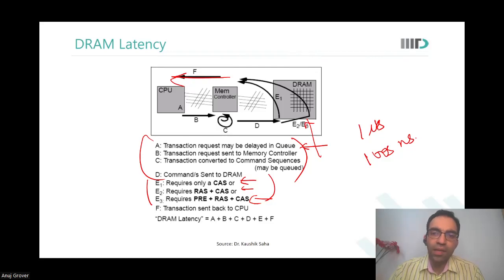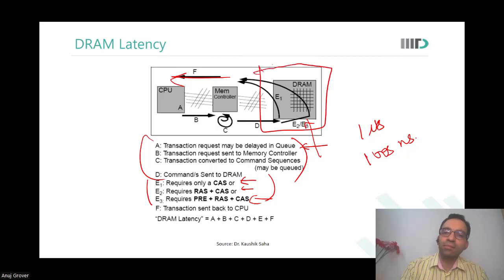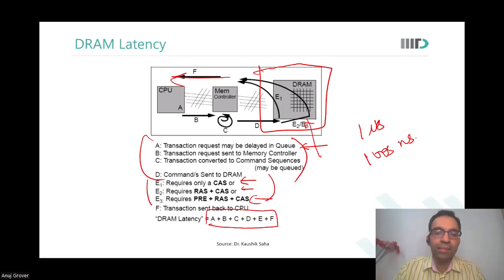Yes. So when you talk of a DRAM and the performance of a DRAM, if you just focus on this part, it may not really change the system performance significantly. If you really want to improve the system performance, you have to look at all of A, B, C, D, E, and F, and then see whichever is dominating and reduce those timings. Is that okay? Yes, sir.